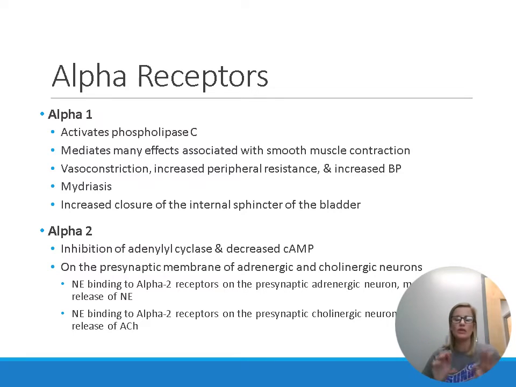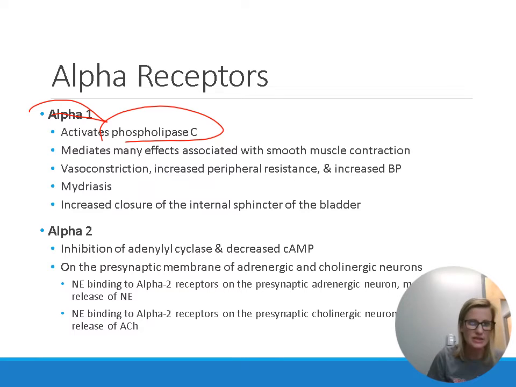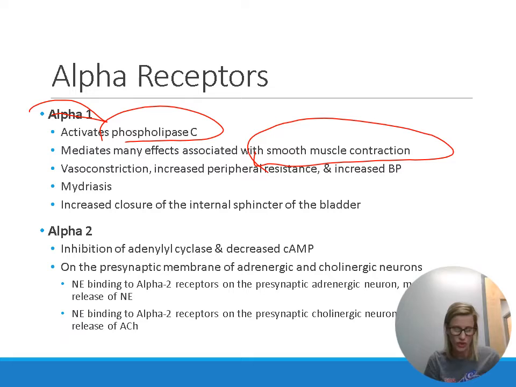Okay, so let's talk about the different receptors and what happens when we stimulate them. We'll start with alpha receptors. Alpha 1 receptors are very common. When the agonist binds to the alpha 1 receptor, this activates phospholipase C. So alpha 1 activates phospholipase C. This mediates a lot of different effects that are associated with smooth muscle contraction.